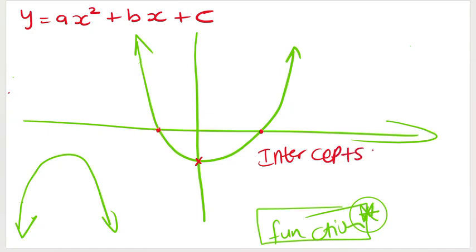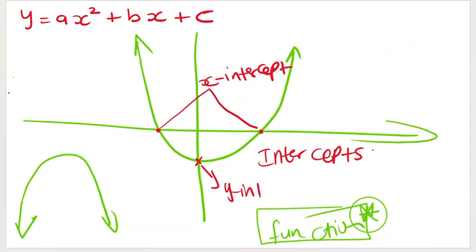So the point where the graph touches the x-axis, we call that the x-intercept. And the point where it touches the y-axis, we call that the y-intercept. Note, this is the x-axis and this is the y-axis.